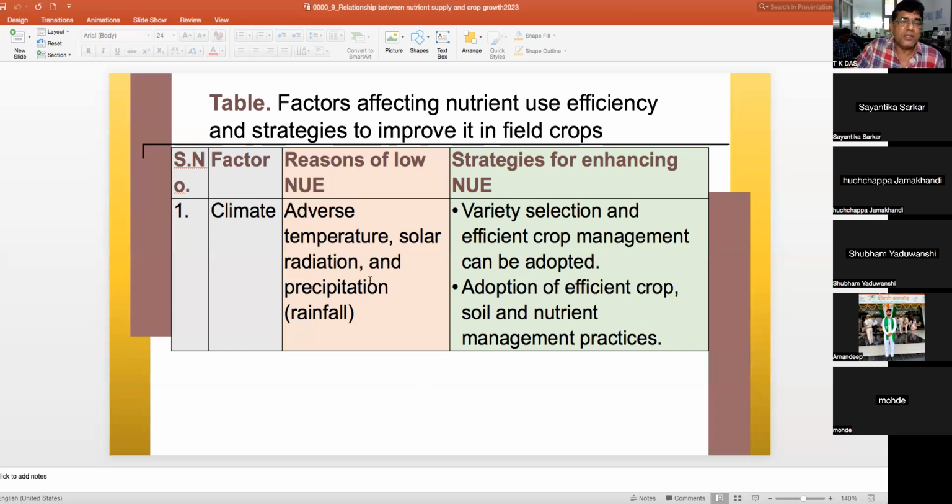Can we optimize these climatic factors? That is important. So variety selection, we can select the varieties. Sometimes temperature can be a limitation, low temperature. We can choose a variety which can tolerate low or high temperature. So selection of genotype is also important to overcome the problems created by climatic factors. Variety selection and efficient crop management can result in better management of climatic factors, so they will not affect our crops adversely. So adoption of efficient crop and nutrient management practices is important.